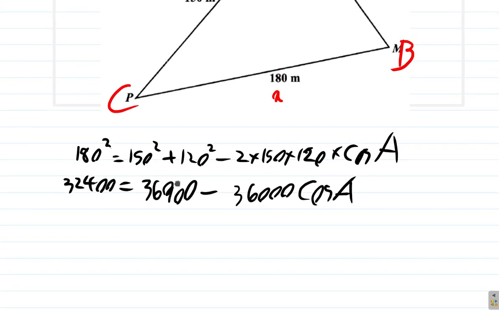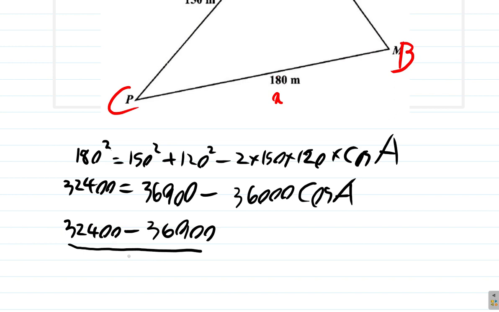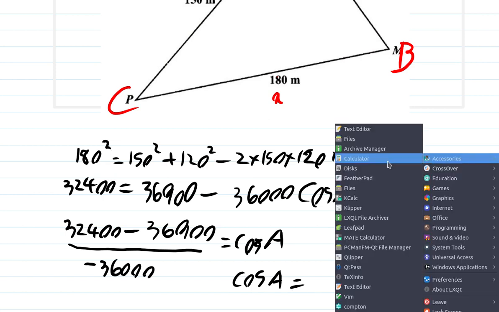When we fix this up and so on and so forth, we're going to have 32,400 minus 36,900, divided by negative 36,000, equals cos A. And we are going to get our cos A. Alright, so let's see how this works out.